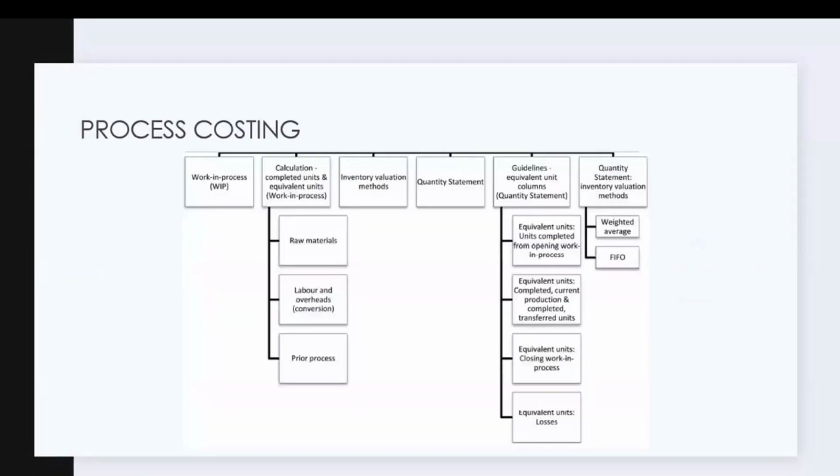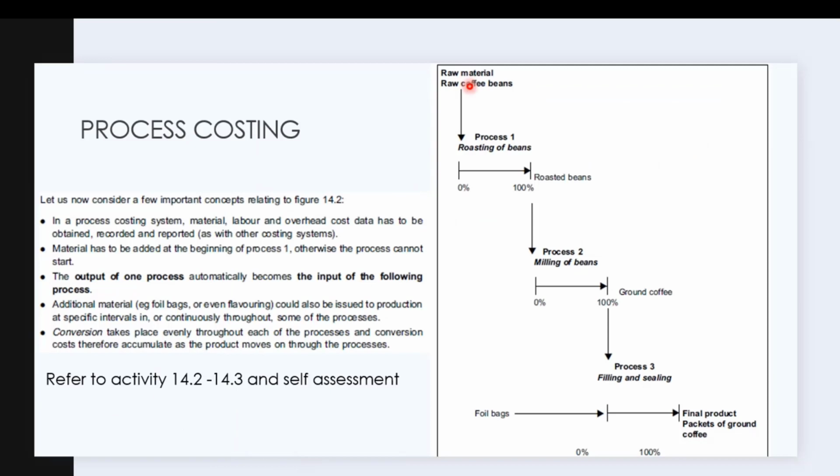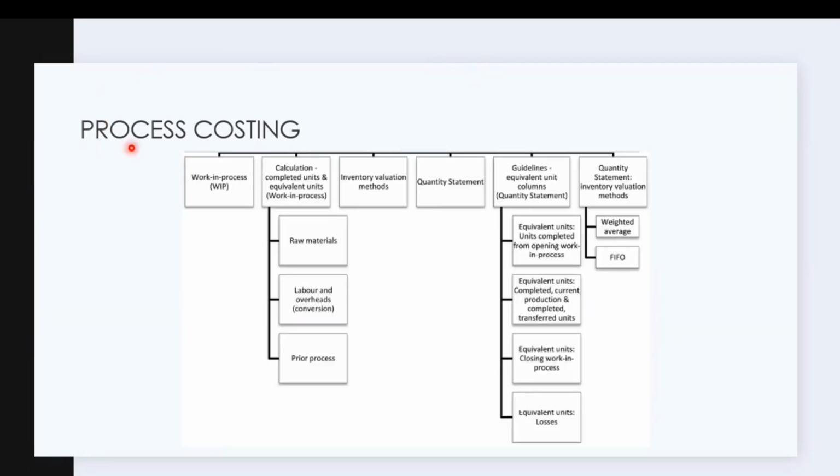We looked at this one. We were talking about making cake when it's a single process. We spoke about when it's multiple consecutive processes. We did the self-assessment. And now we get into the part of work in process, where we look at the equivalent units, considering raw material, labor, overheads, and prior process costs.